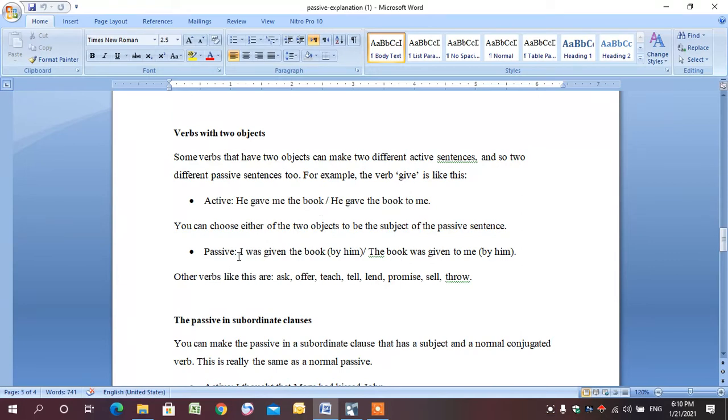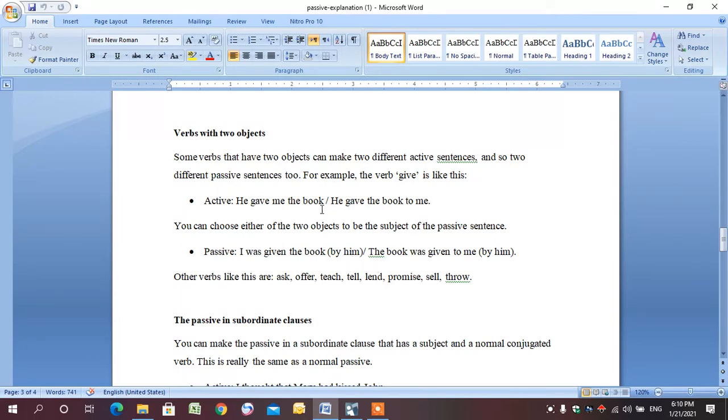If you wanted to start with I, you can say I, and then you put verb to be in the past, like the verb here. So I was, and then you change the verb into the past participle. So it's give, gave, given. So I was given, and then I was given what? The book. So I was given the book by him.